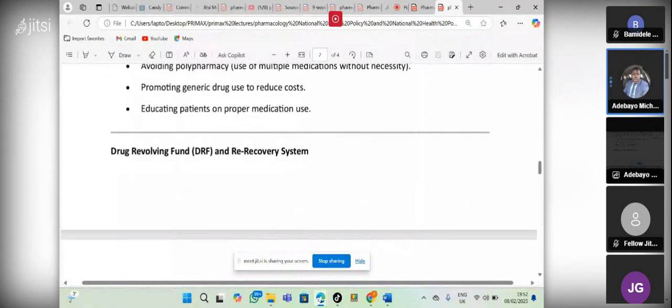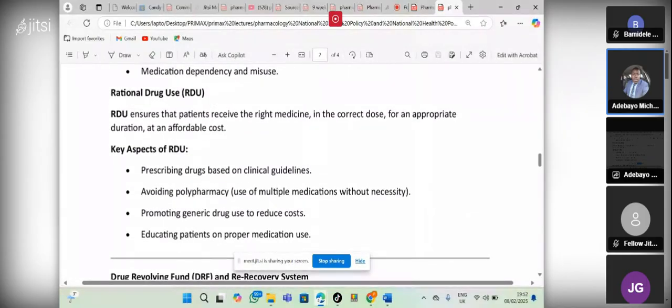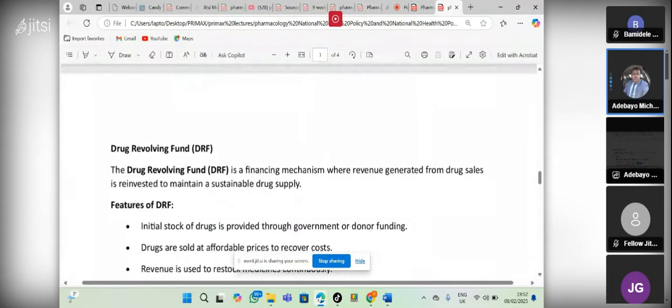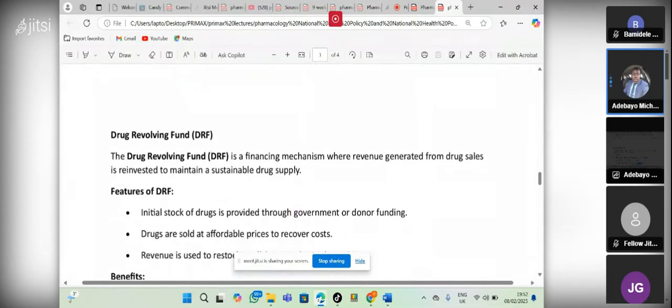So, yeah, let's talk about this revolving fund as well. It's also a common area where questions come out.